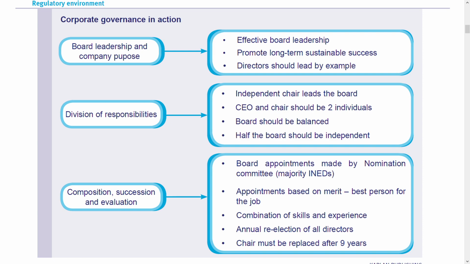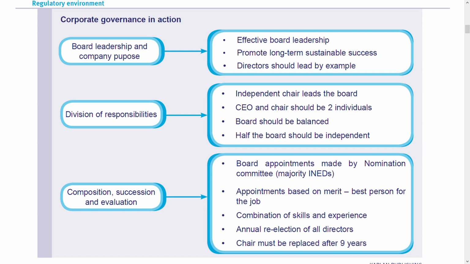The board should be balanced. Balance means the number of non-executive directors and the number of executive directors should be balanced. It should not be that there are 10 directors and only 2 are non-executive directors. It's not balanced, right? Only 20% are non-executive directors versus 80% are executive directors. So a good balance would be 50-50. Okay? And half the board should be independent. That means at least 50% should be independent.